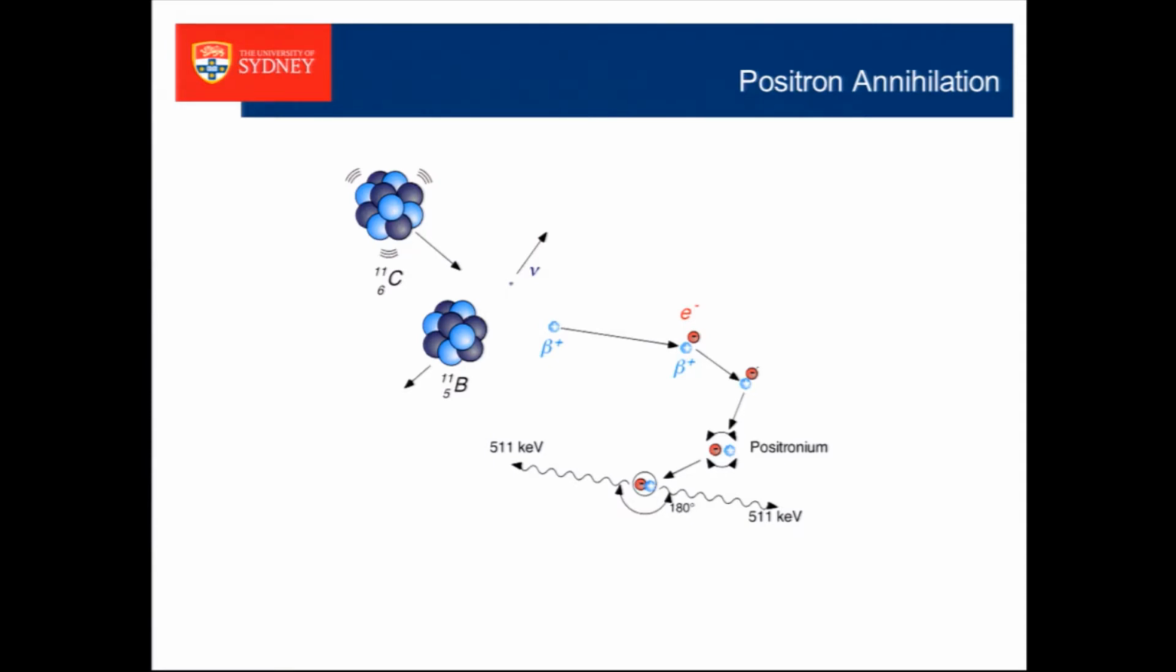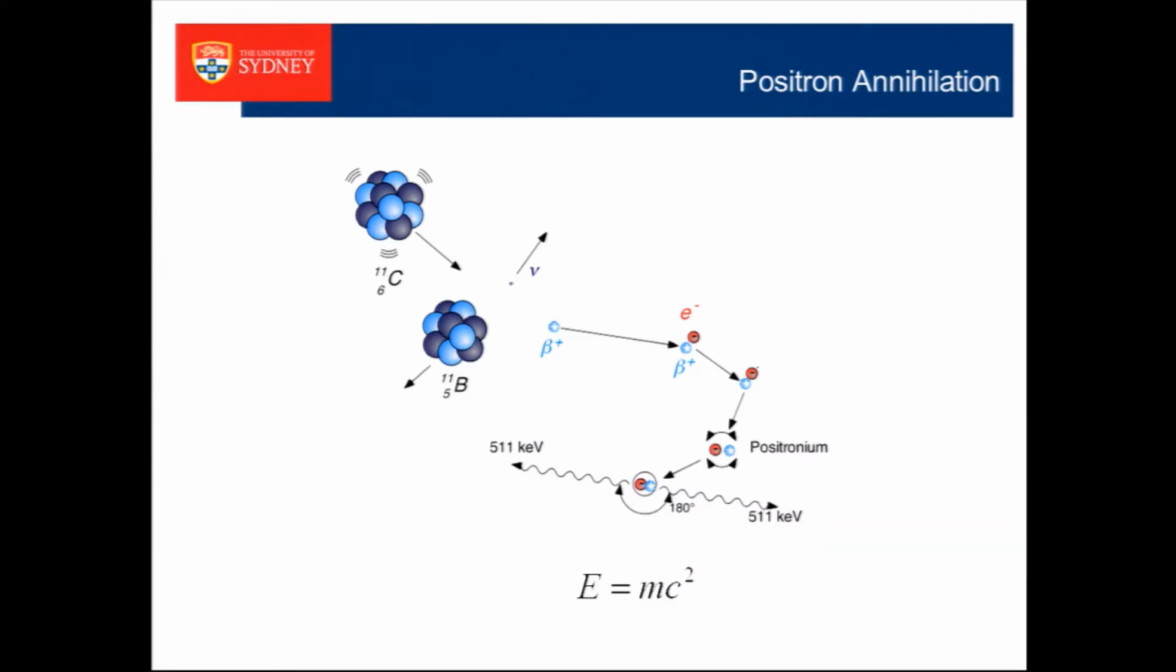Now in PET, the mechanism of detection is a little bit indirect. We have a nucleus of a positron-emitting element. Here is carbon-11. It emits a positron, which is equivalent to an electron but positively charged. And in doing so, it decays to boron-11.